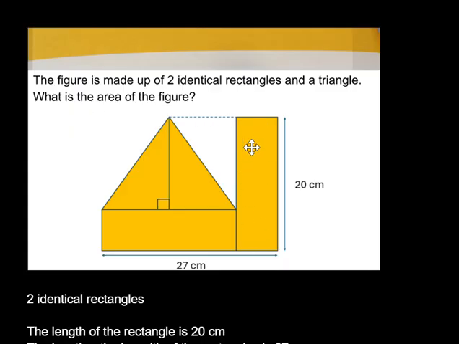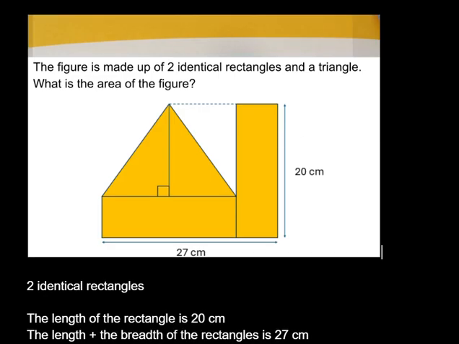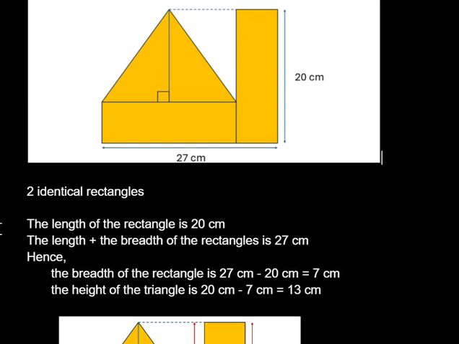So let's look at the figure. This is the two identical rectangles and this is the triangle. Our job is to find the area of this figure. From the question itself, we know that there are two identical rectangles. The length of the rectangle is 20 centimeter. That means from here to here is 20 centimeter.